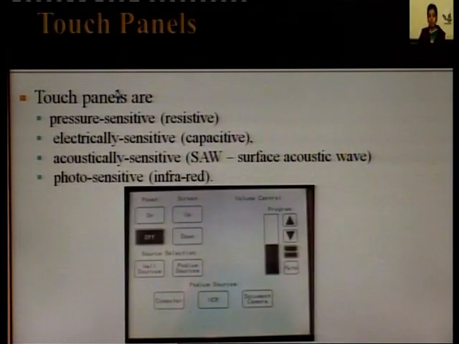Touch panels, like the ATM systems that we use right now, are examples of touch panels. Pressure sensitive, okay, these are also sensitive panels. So pressure sensitive, electrical sensitive, acoustical sensitive, photosensitive. So these are the different types of touch panels. It may be touch, electrical, or photosensitive. So there are different types of touch panels.